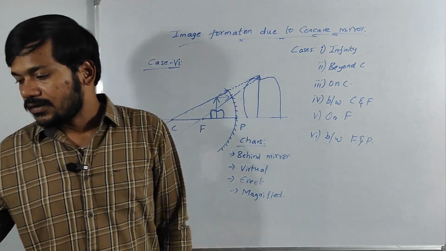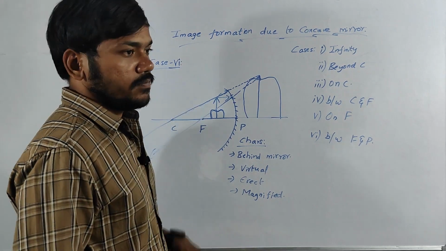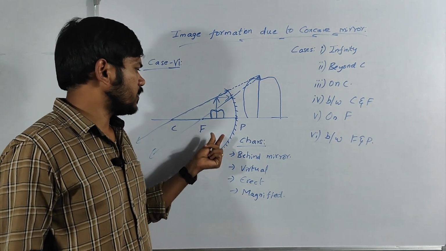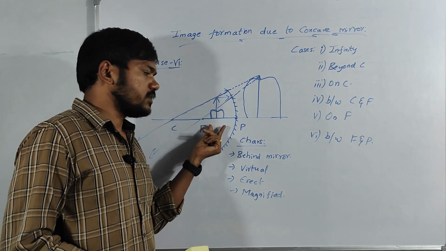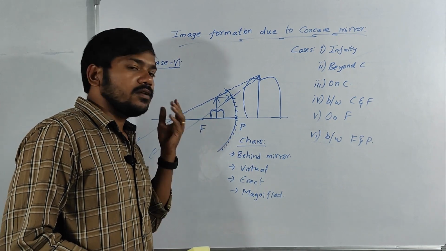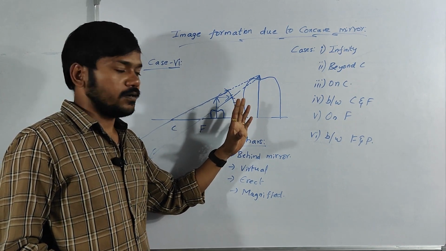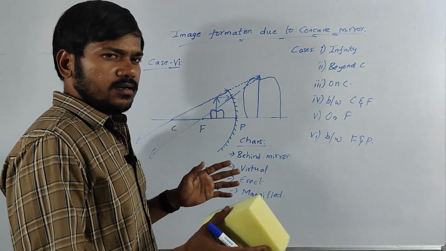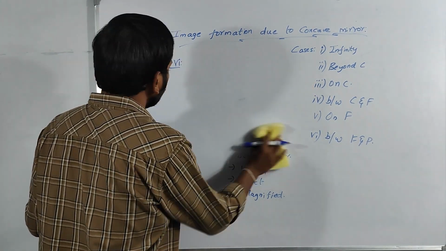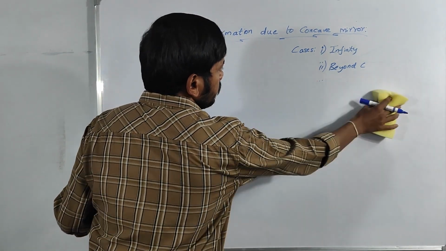So we have seen all the 6 cases and even the applications of the concave mirror. This case can also behave as a shaving mirror, because if you place your chin before the shaving mirror, obviously you will see a bigger size of your chin on the concave mirror, and then the remaining things can be done. So these are all the image formations due to a concave mirror.